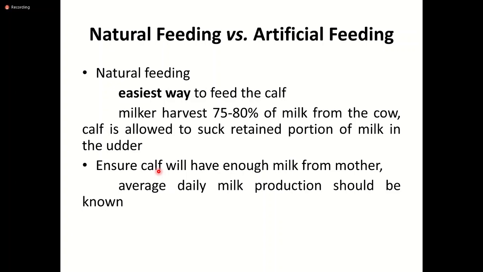But the thing is, when we harvest the milk, we have to assure that we leave some milk in the udder, which can be consumed or drunk by the young animal. Right? So that's what we have to do. We have to assure that.